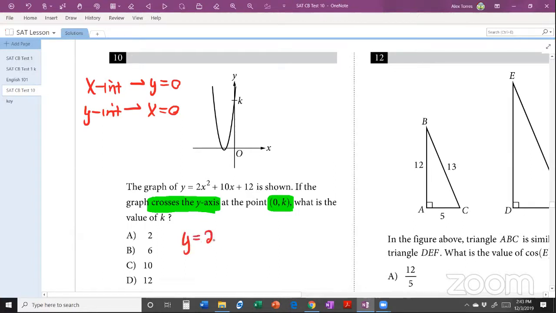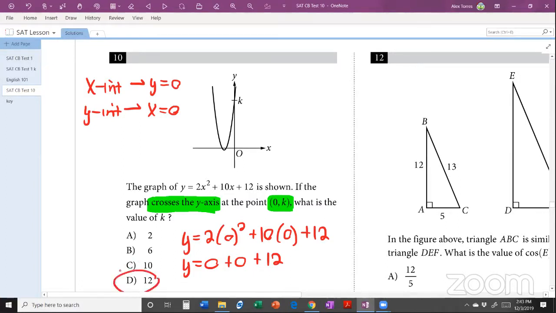So y equals 2 times 0 squared plus 10 times 0 plus 12. So we get 0 plus 0 plus 12. So what's the value of k? In other words, what's the y-intercept? It's 12. So the answer to number 10 is D.